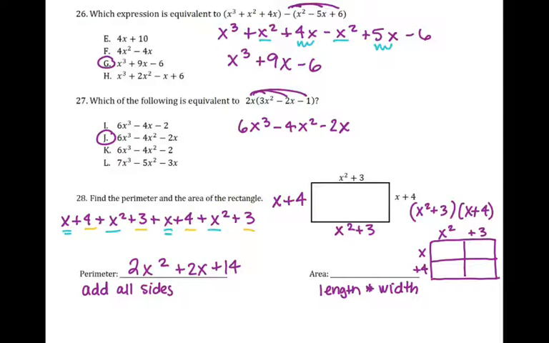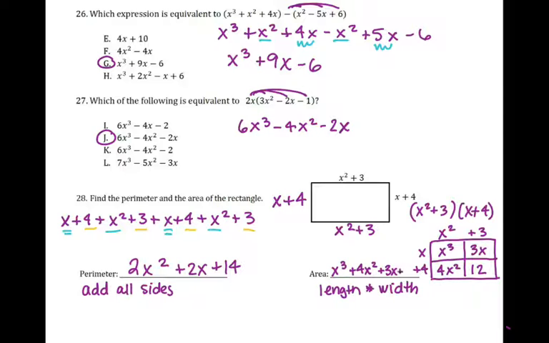So x squared times x is x cubed. X times 3 is 3x. 4 times x squared is 4x squared. 4 times 3 is 12. As I'm taking out the terms from my box, I do want to write it in order. So x cubed first. I do not have any like terms to combine, so I can just rewrite it.